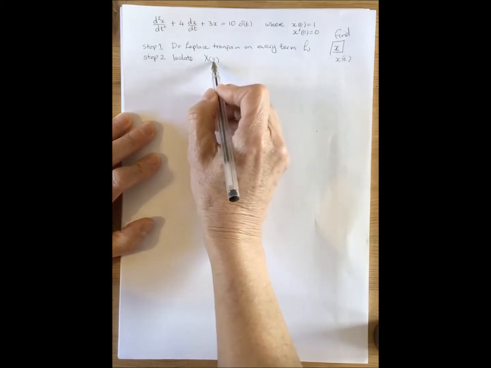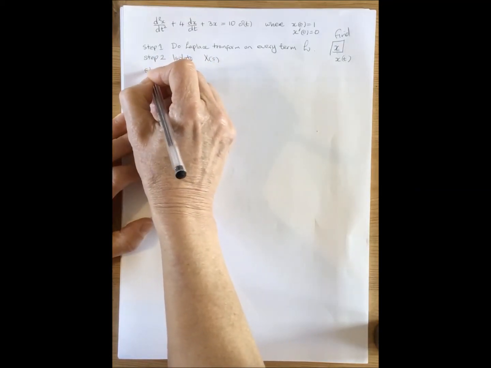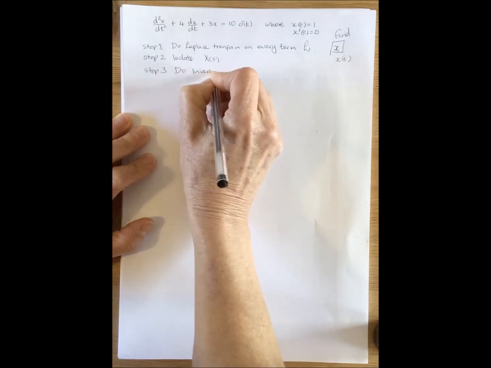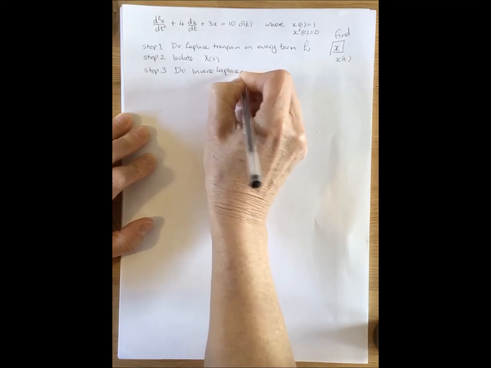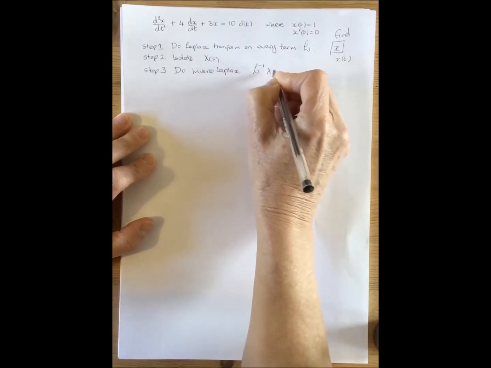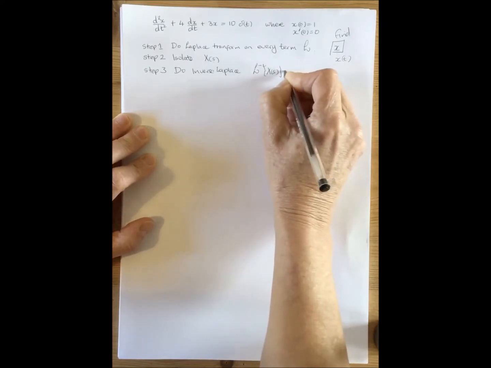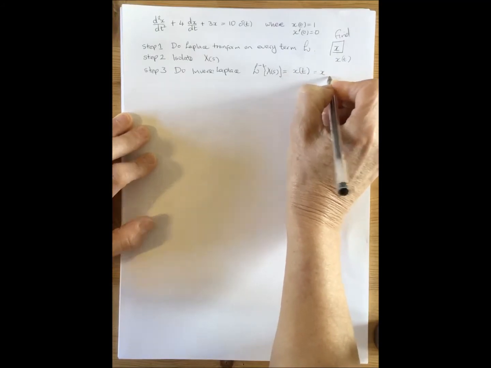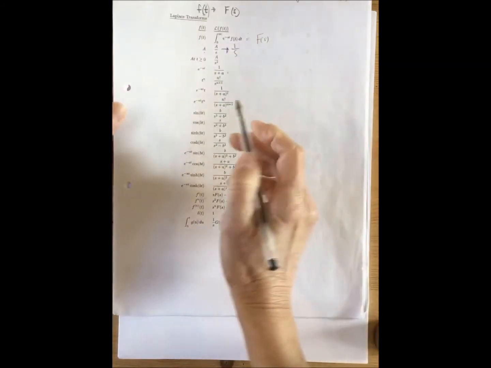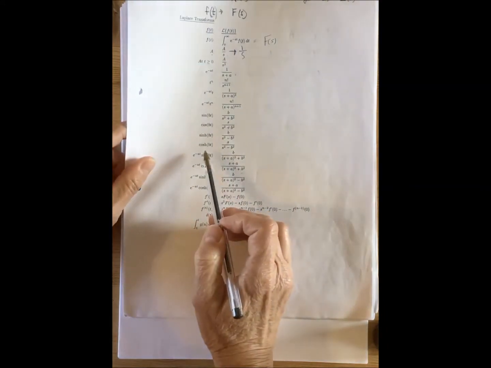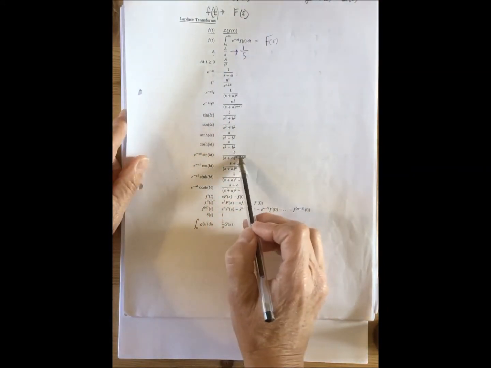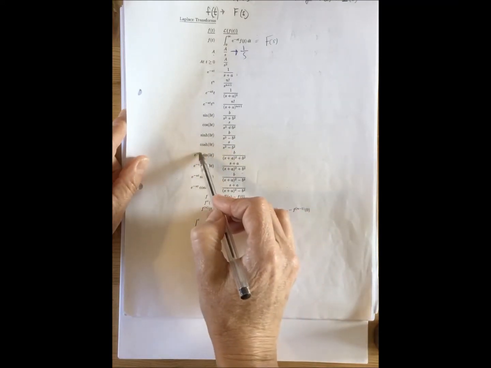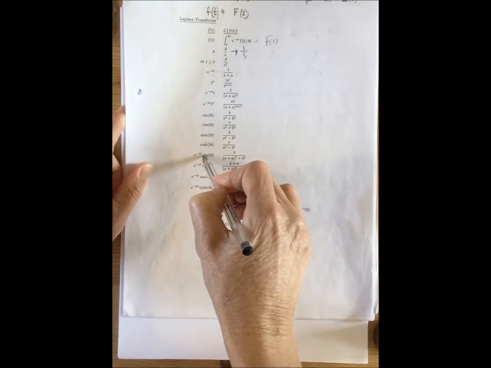Okay, so isolate X of s at step 2, and step 3, then you do an inverse Laplace, i.e. L to the minus 1 of X of s. The inverse Laplace will bring you back to x of t, or x, as we call it here. So basically, we have a time-based function, we do a Laplace transform on it, we get an X of s, then we do the inverse Laplace transform of X of s, and we get back to a time-based function.